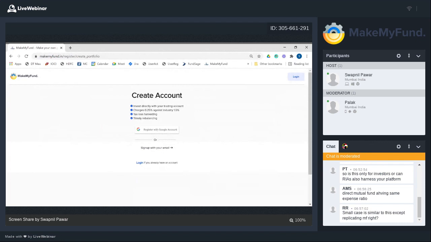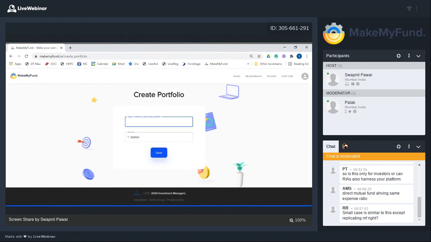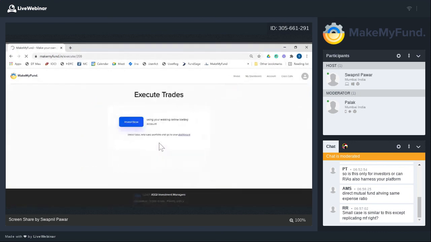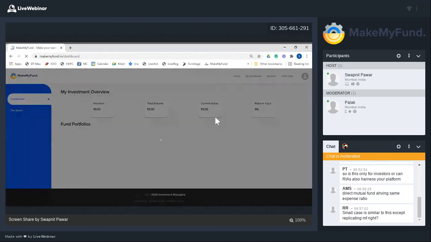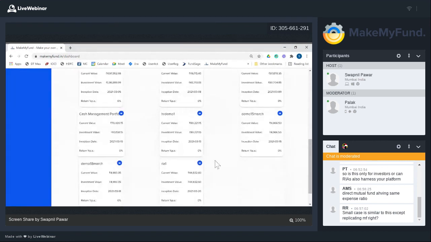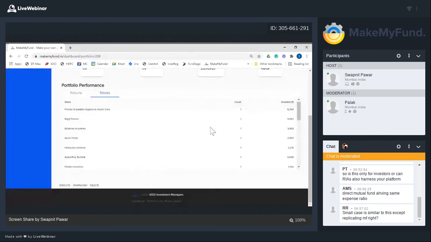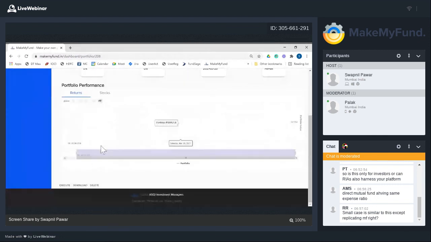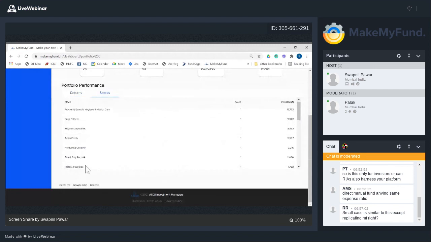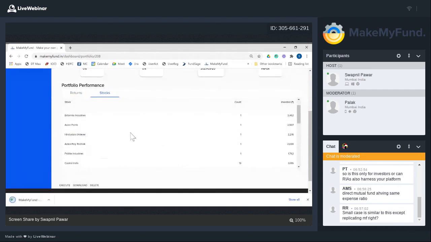So you can save these on your individual Make My Fund accounts and then share them. Let's call this RIA 1. 50,000 is fine, let's save it. If you're an RIA, you probably won't invest; you want to show it to your investors. So you just go to the dashboard and say, I have this portfolio now. These are all my personal portfolios, and this is the RIA portfolio we just created. Returns are nil, since it's just invested today. I can download this and share it with my investors.